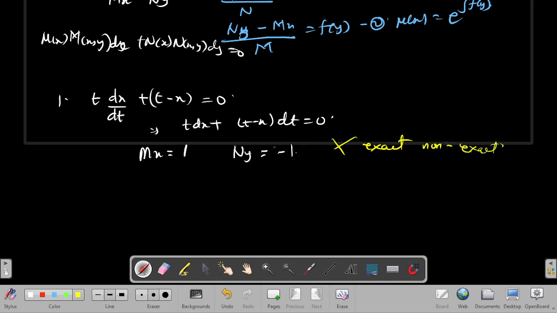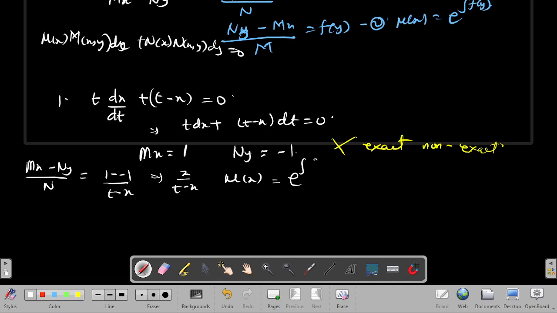If it is non-exact, then how do you make it exact? As I told you, for the integrating factor there are two ways. Either I subtract N_x and M_y over N, so the first approach would be (M_y minus N_x) over N. And this will give me 1 minus negative 1, over my N, which is t minus x. This gives me 2 over (t minus x), and the integrating factor mu of x will simply be equal to e to the power integral of 2 over (t minus x). Let's check the other way around.